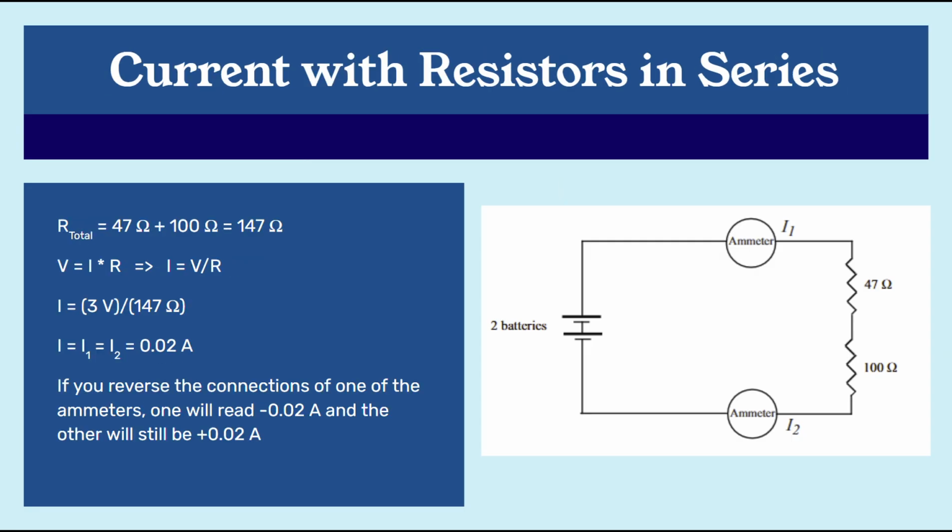Since the resistors were in series, we could find the total resistance for the circuit by adding each resistor's individual resistance. Using Ohm's law, we know that current is equal to voltage over resistance. Dividing the 3 volts from our two batteries by 147 ohms gave us a current of 0.02 amps. Reversing the connection of one of the ammeters results in a negative reading of 0.02 amps on the reversed one.